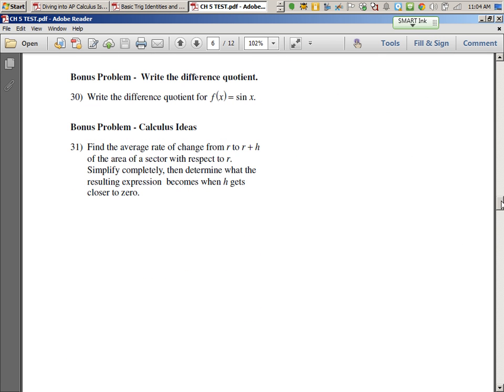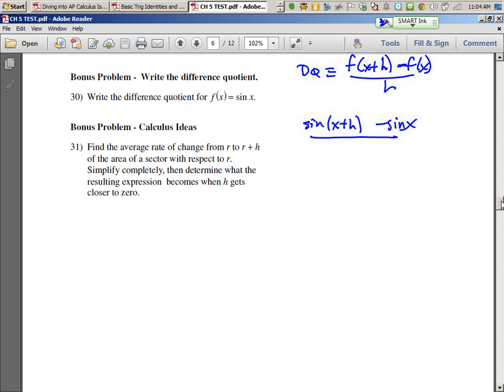All right, and then the bonus problem is so easy. It is so easy. Write the difference quotient. If the difference quotient is defined as f of x plus h minus f of x over h, then the difference quotient for sine is literally sine of x plus h minus sine of x over h. Bonus point.